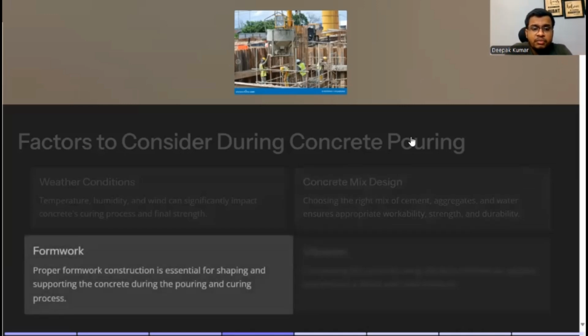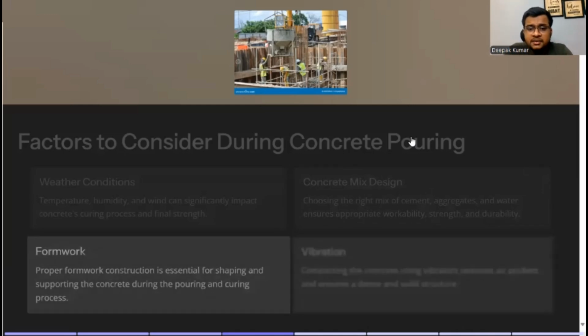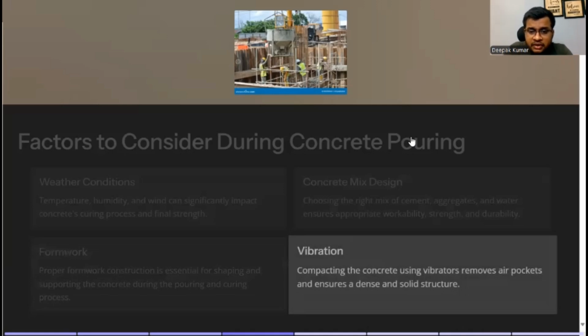Now the framework. Proper framework construction is essential for shaping and supporting the concrete during the pouring and the curing process. And the vibration is also available here: compacting the concrete using vibrators removes air pockets and produces a dense and solid structure.